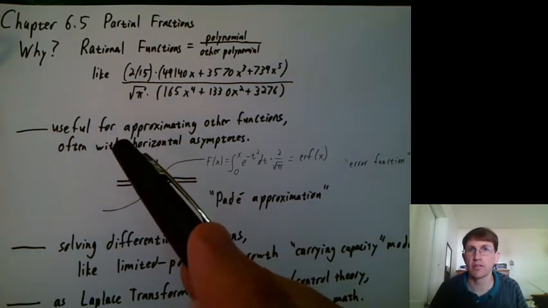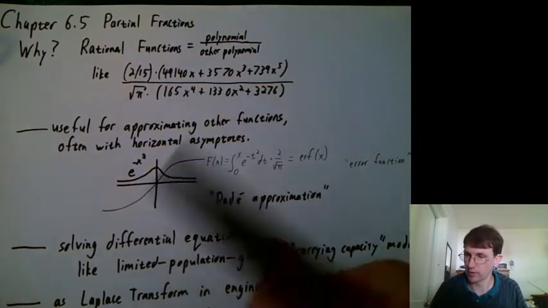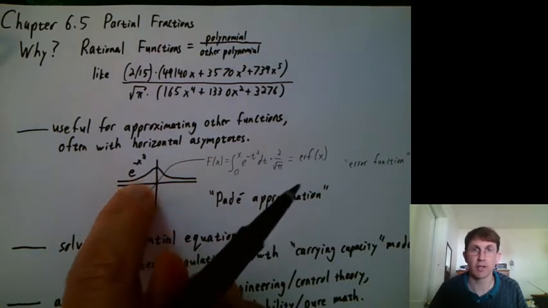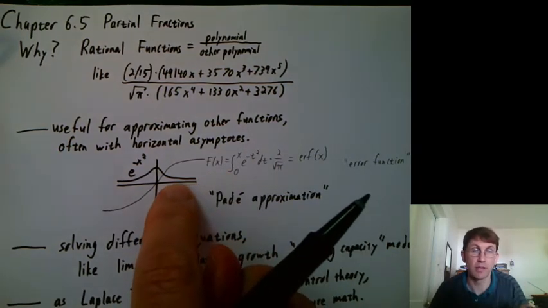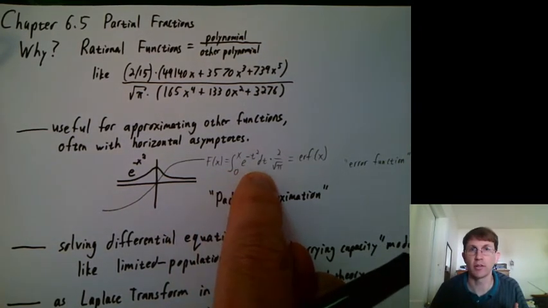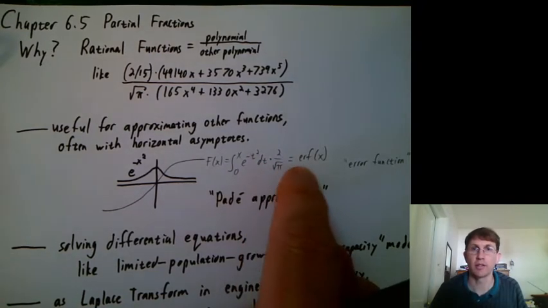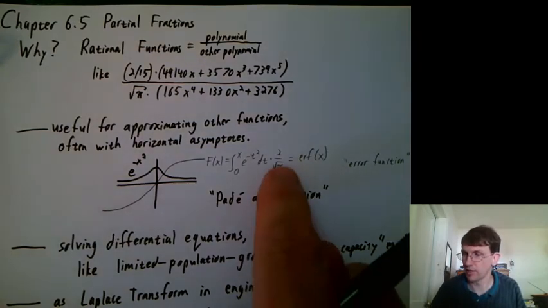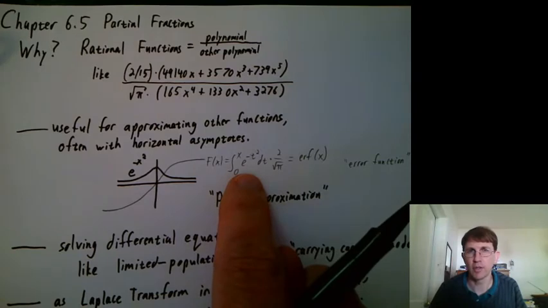So rational functions are often useful for approximating other functions, especially if there's horizontal asymptotes going on. So if I have e to the negative x squared, that's this kind of bell curve thing, and that is basically the classical bell curve in statistics. If I define the antiderivative of it, or the cumulative area so far this way, throw in a 2 over root pi, that's a function called the error function, which is abbreviated as ERF, which is kind of fun.